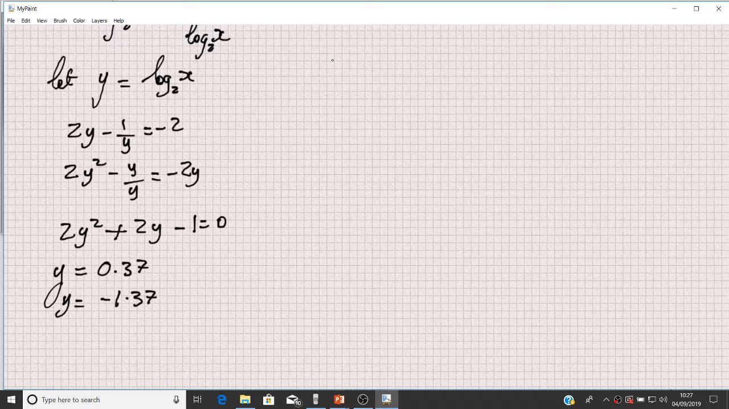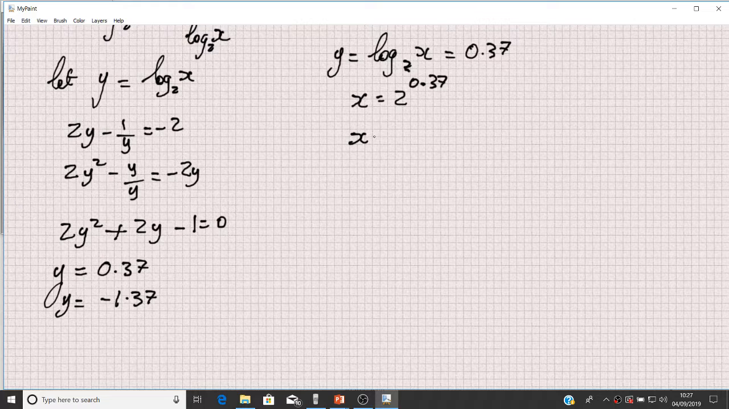Now we know that we said y equals log base 2 of x. So in the first case we had 0.37. Well, we can basically go x equals 2 raised to the power of 0.37, not x, that should be y. Excuse me, that is, if we have y equals 0.37, well then x equals 2 raised to the power of 0.37, and the second value of x we might get is x is 2 raised to the power of negative 1.37. So let's take a look at those on the calculator.